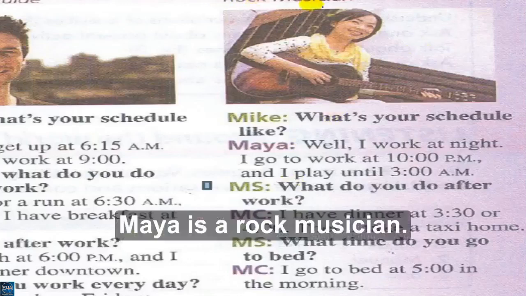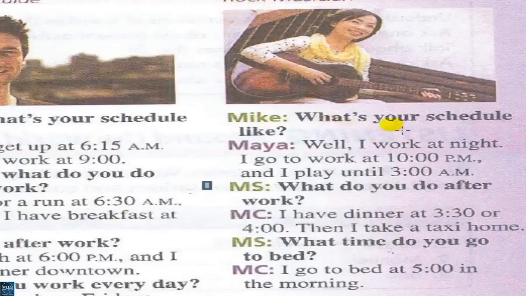Maya Chu, rock musician. Rock, the O sounds like A. Musician, the S sounds like Z, and the C-I-A-N sounds like Chen. Rock musician. What's her schedule like? At what time does she work? She works at night. She goes to work at 10 p.m. She plays until 3 a.m., 3 o'clock in the morning, after midnight.